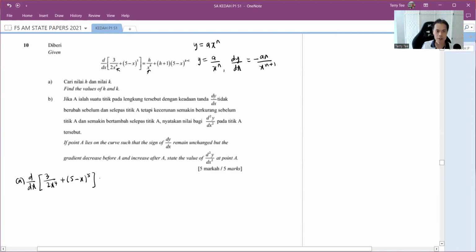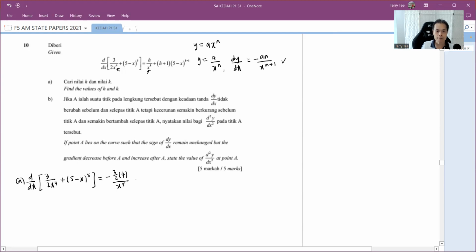So when you differentiate, I'm going to write here, negative in front. Yeah, I'm using this formula here, a times n. So I'm using 3 over 2 times n. My n is 4. I divide by x. I increase the power by 1. So it's 4 plus 1, you can write 5 straight away.